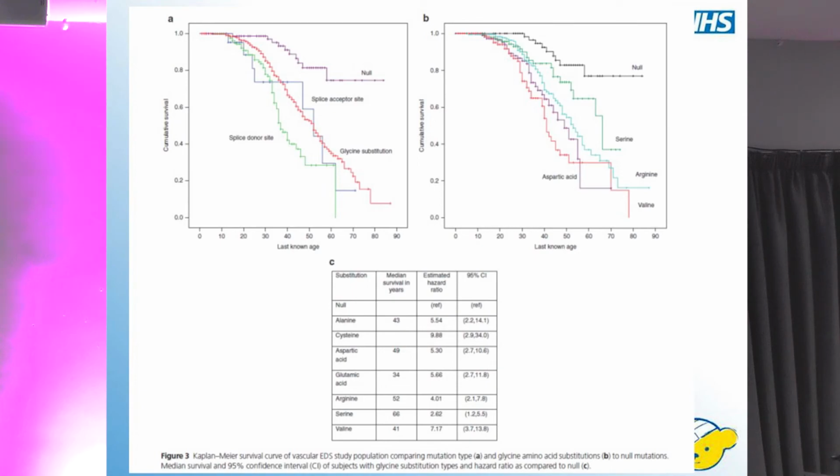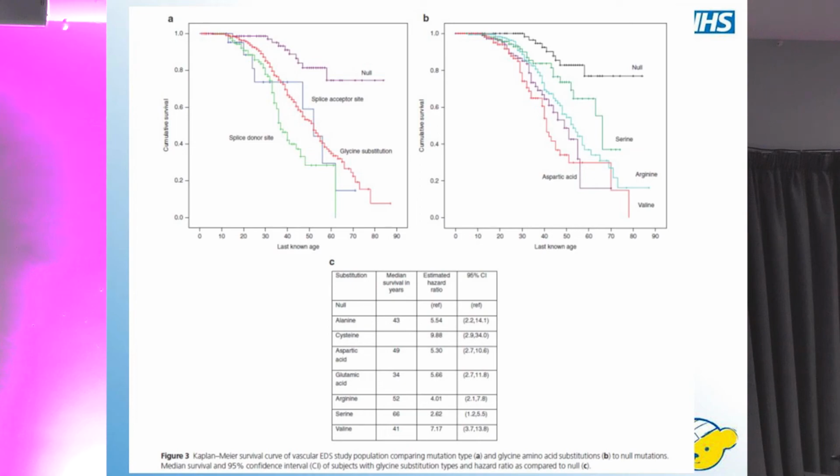So this is some data from 2014, but it still represents the largest cohort that's published looking at what we call genotype-phenotype correlations. So this is where you compare survival against a particular mutation type. So we've got, I'm not sure how clear that is.